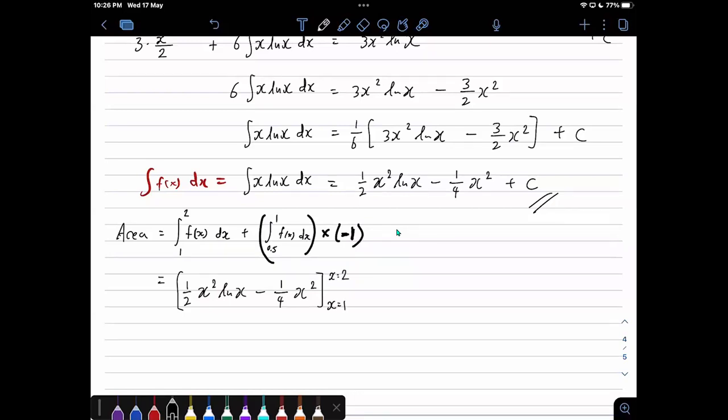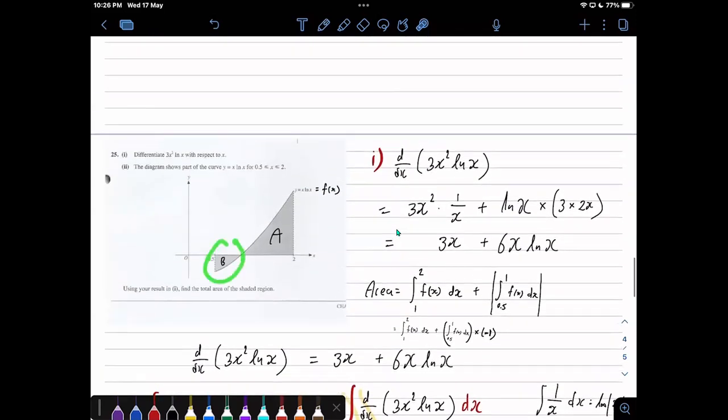plus -1 times the integral from 0.5 to 1 of the x ln x, which will give us this as the answer, the indefinite integral, but drop the plus c, then you sub in x equals 0.5 and 1. Why is it -1 times again? Again, it's because the region B is below the x-axis. It will be negative. But the question asks for area. Area is positive. So that's why over here, need to times a -1 to make it positive.